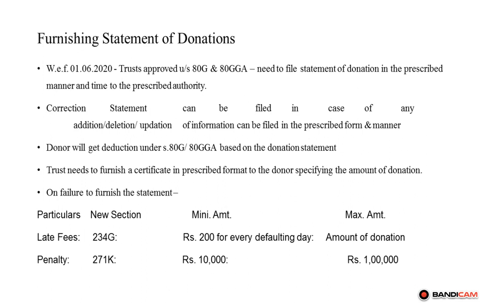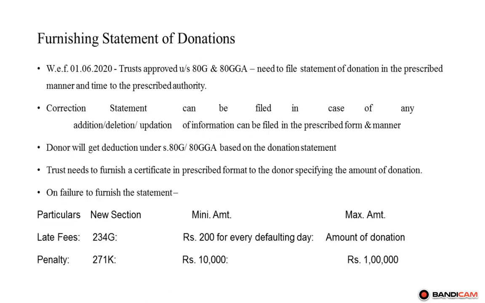Okay, so here if the charitable organization cannot furnish the donation statement within the due date, then the late fee, minimum late fee is rupees 200 for every defaulting day, and the maximum amount is the donation. Okay, and the penalty for the charitable organization for failure to furnish the donation statement under section 271K amounts to a minimum of rupees 10,000 and a maximum of 1 lakh. Got it? So here the donation statement is furnished within the time.